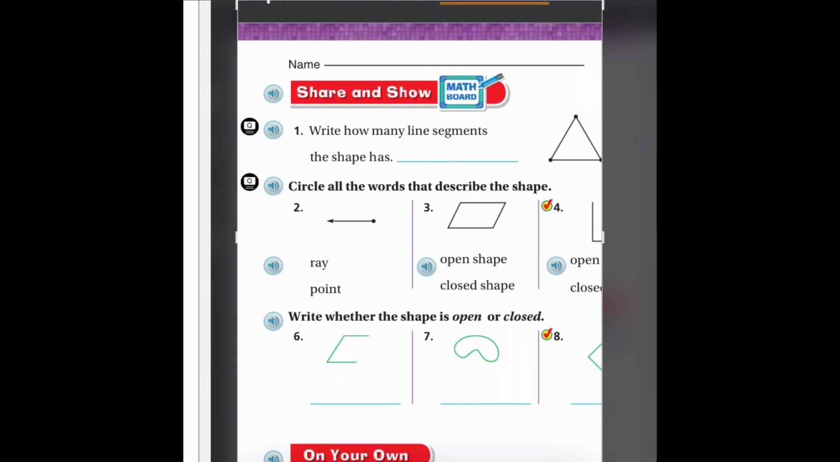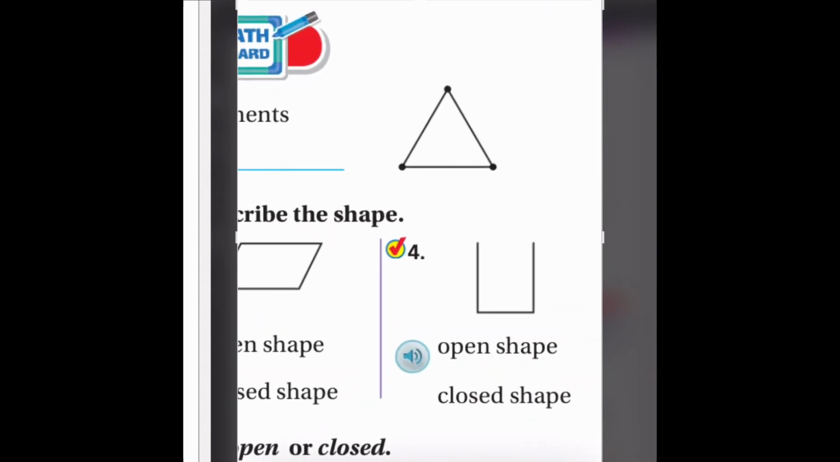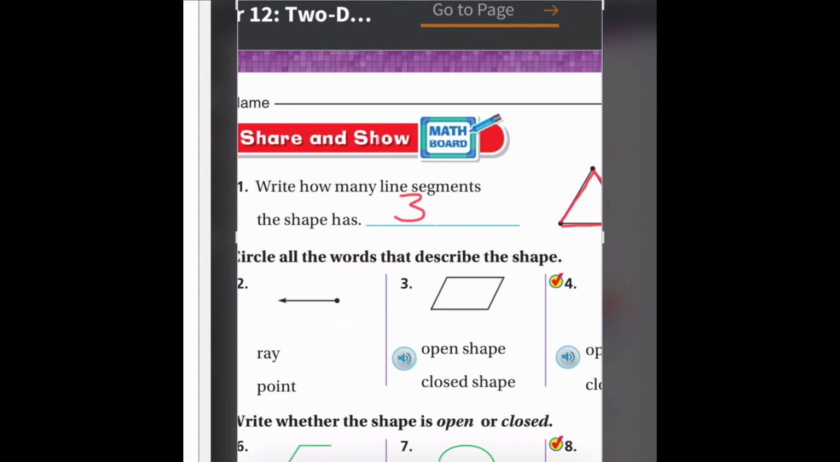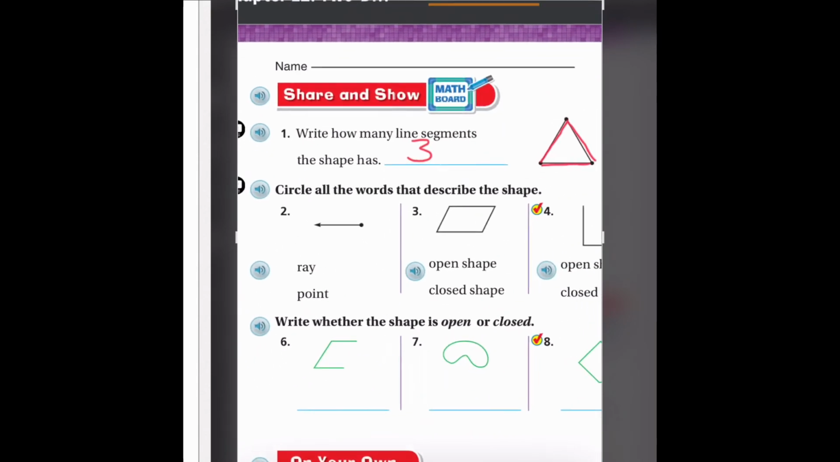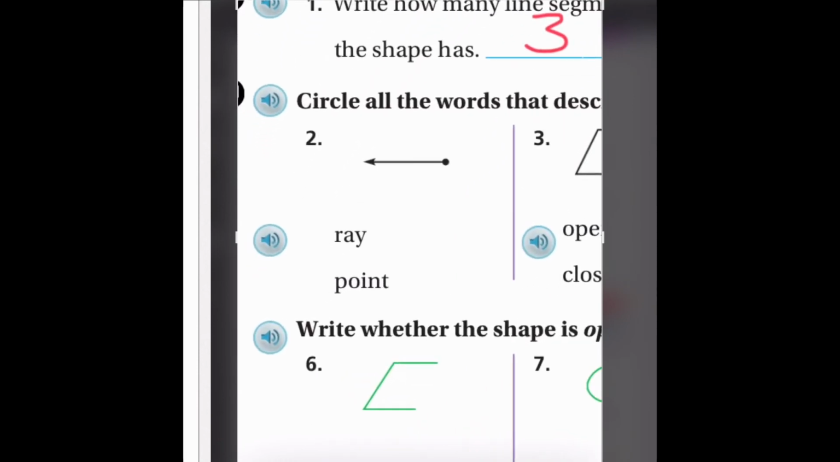All right, boys and girls, hopefully you've done the work. Let's take a look at number 1. Write how many line segments the shape has, and I'm going to highlight them. There's 1, 2, 3. 3 line segments on the triangle because it has 3 sides. Number 2, circle all the words that describe the shape. Number 2 has an endpoint, and then it goes on forever. So it does have a point. That's right there. And it is a ray because it has one endpoint and then goes on forever in the other direction. So that is both a ray and a point.